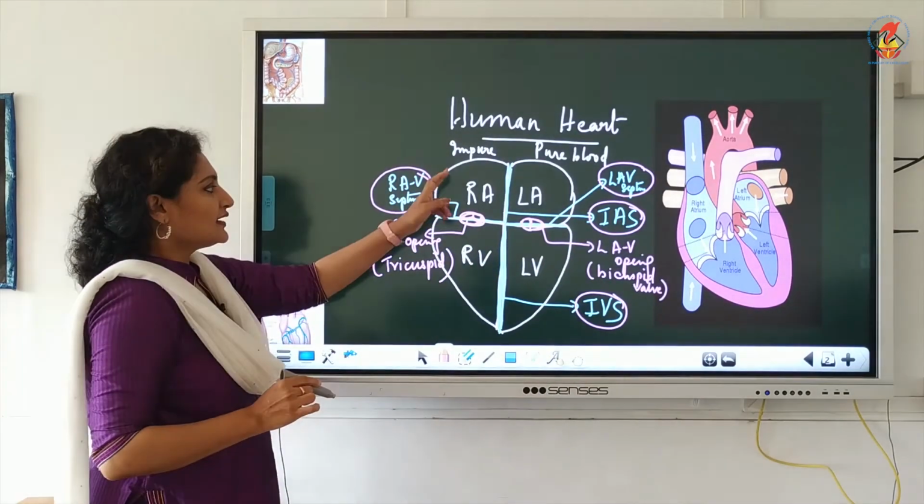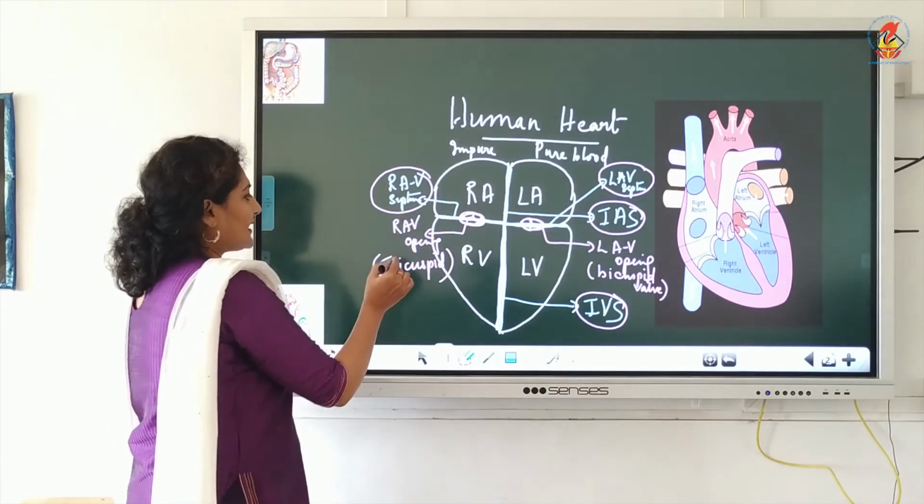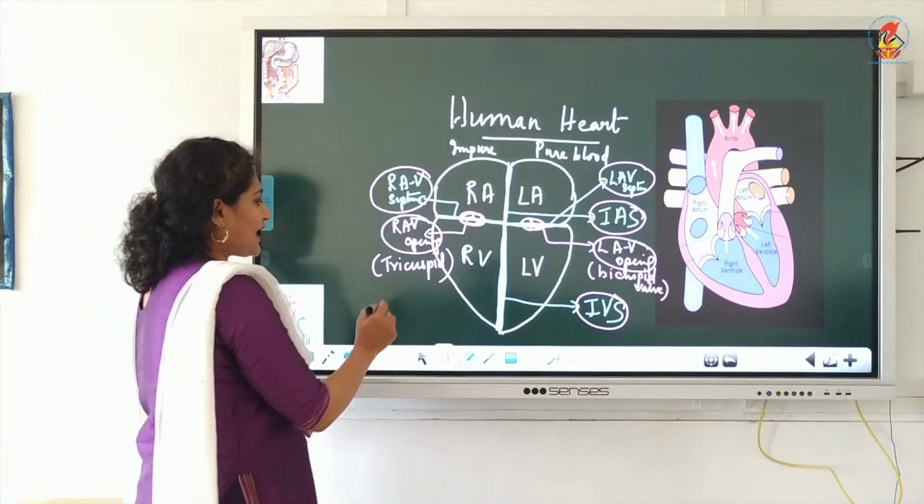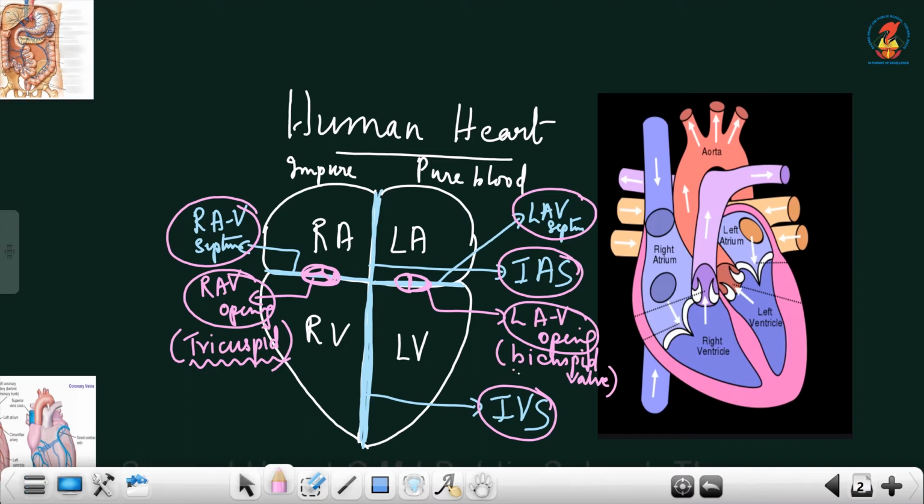But the atria communicate with the respective ventricles by an opening, and the opening on the right is called the right atrioventricular opening, and the opening on the left is called the left atrioventricular opening, and these openings are guarded by valves which are provided with flaps, and the valve on the right side is called the tricuspid valve, and the valve on the left side is called the bicuspid valve.